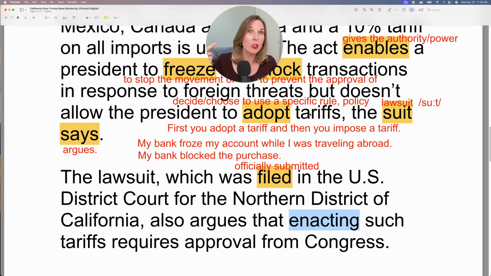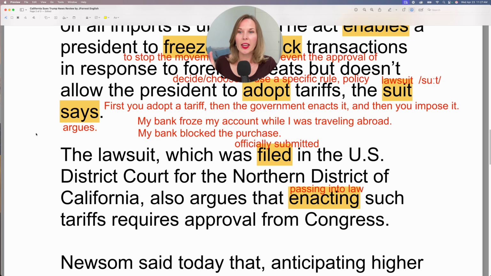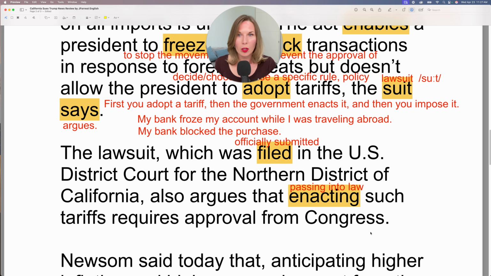So first you can adopt tariffs, which means you decide you're going to use tariffs as a form of policy, and then the tariffs are enacted. So someone enacts them, someone approves them to be used. And then now that they're approved, the president can impose them, which means force them on you, me, everybody. So let's review that again. The lawsuit also argues that enacting such tariffs, passing them into law, making them legal, requires approval from Congress.